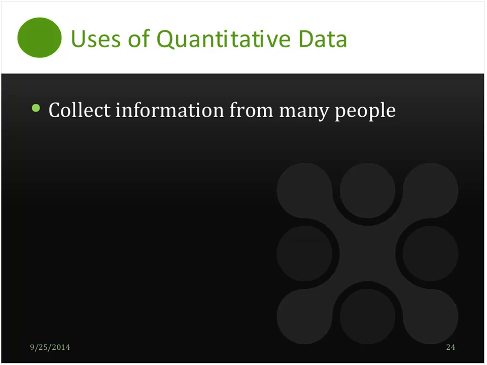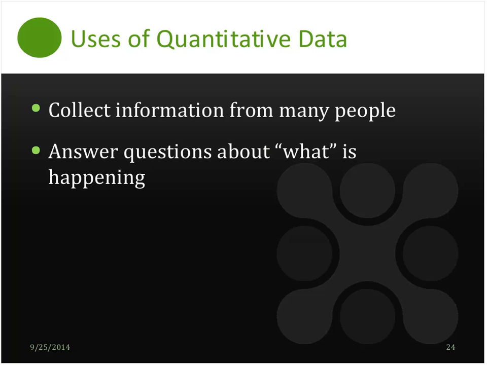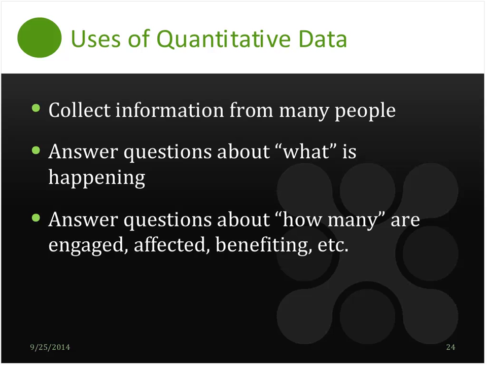Quantitative data methods are especially useful if you want to gather information on a lot of people, more than you could, for example, in an interview. It's good for answering questions about what is happening in your program, such as what are the parents' attitudes about school gardens? What are the shifts in students' attitudes toward healthy eating for those who participate in the garden program compared to those who do not? Quantitative data also answers questions about how many, such as how many students are benefiting from the school garden, how many pounds of produce are being harvested, and how many producers are selling to the school.